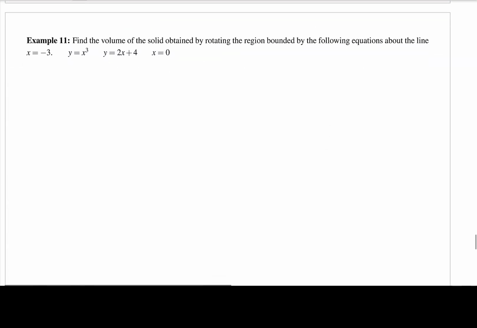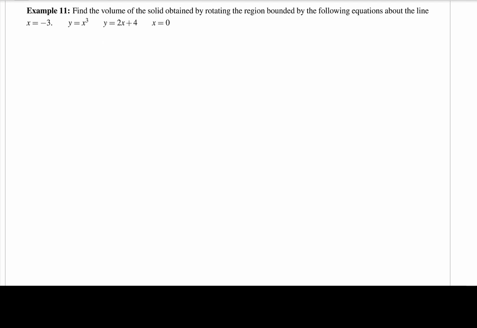Now, example 11. Example 11 is going to be another fun one, but we'll make it through it. So, example 11, we are graced to have the opportunity to revolve about x equals -3, which I'm sure will be a joy.